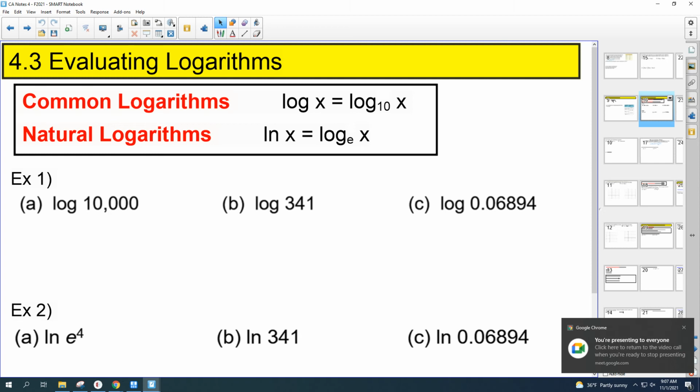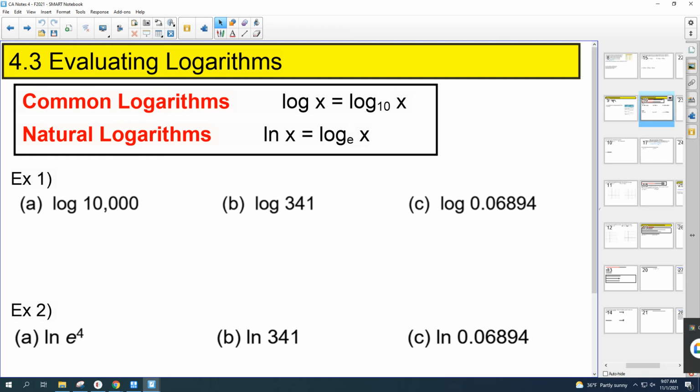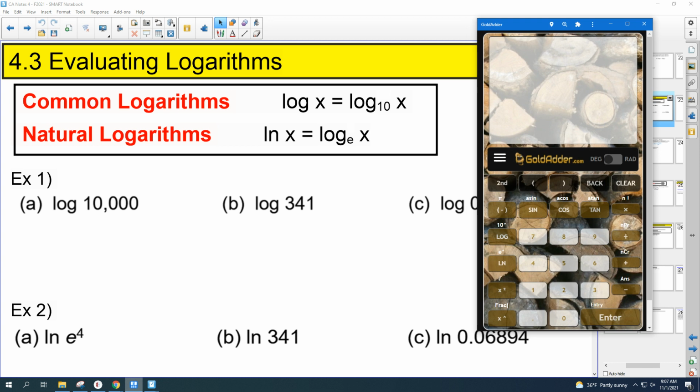4.3, evaluating logarithms. We start off with something that maybe you already know. A common log is log base 10, and a natural log is log base e. Those are important ones to memorize. And when you look at your calculator, those are the only two logs that are going to be on your calculator. You should be able to find a log button and a natural log button on your calculator. Those are the only two.